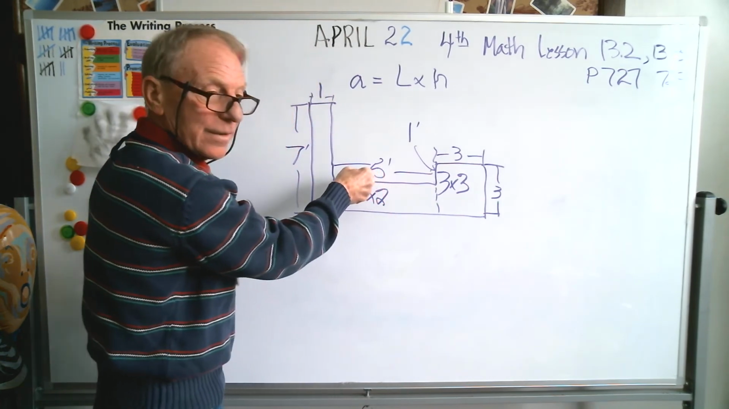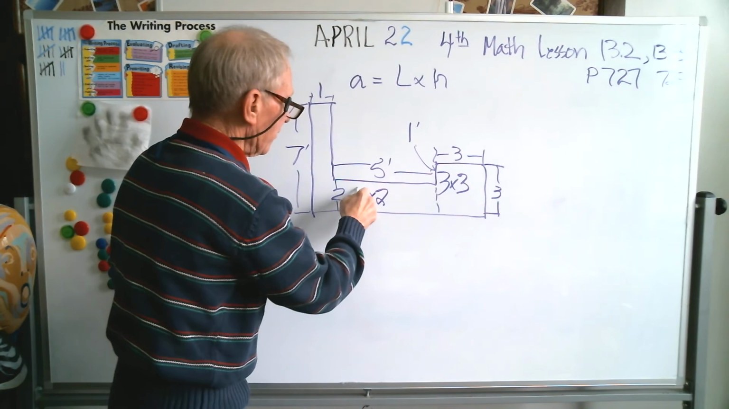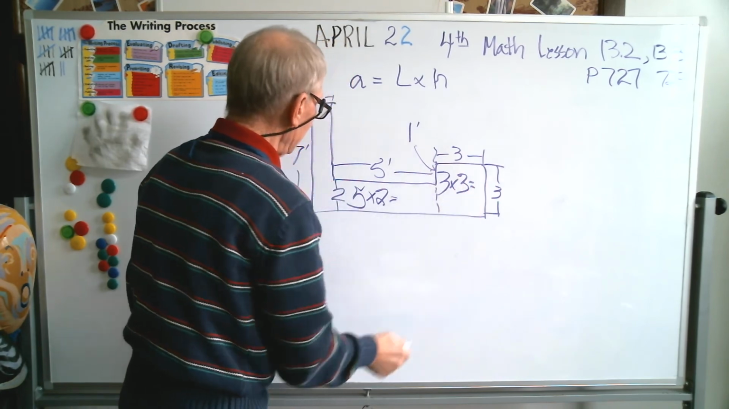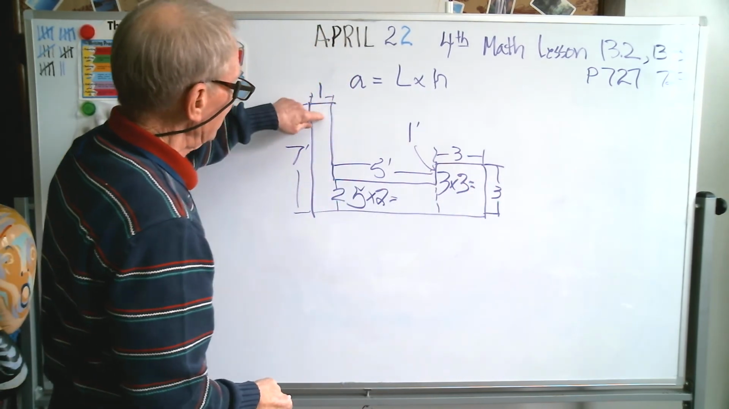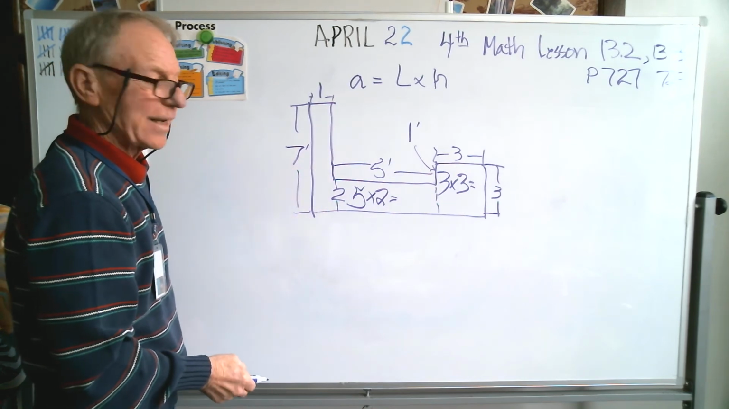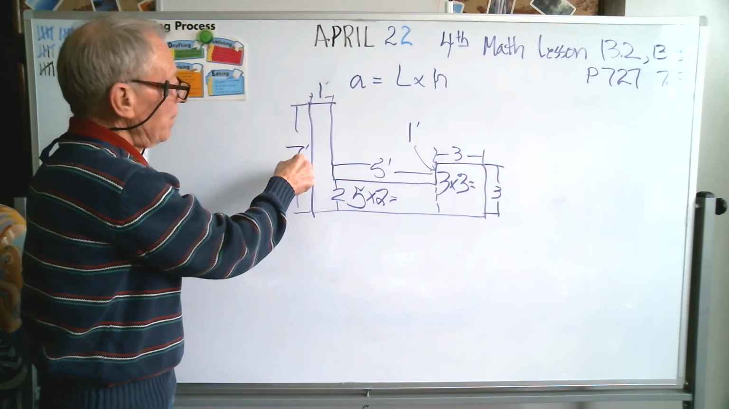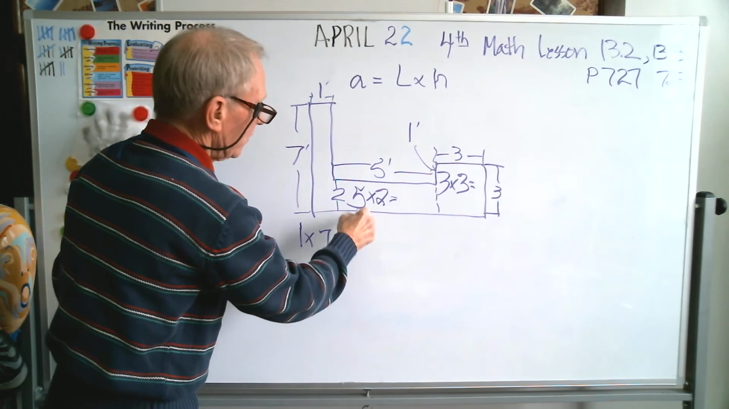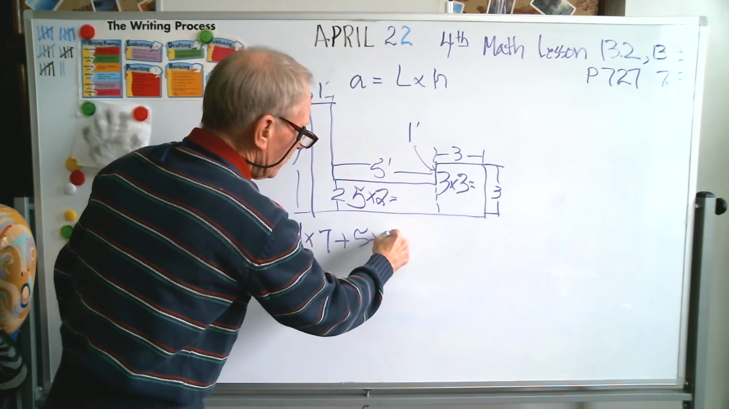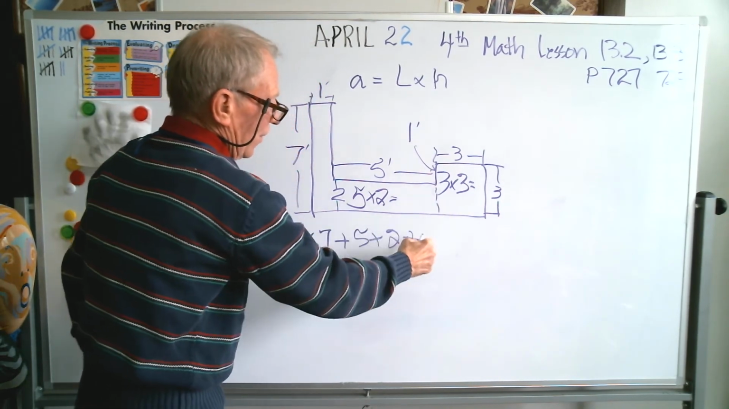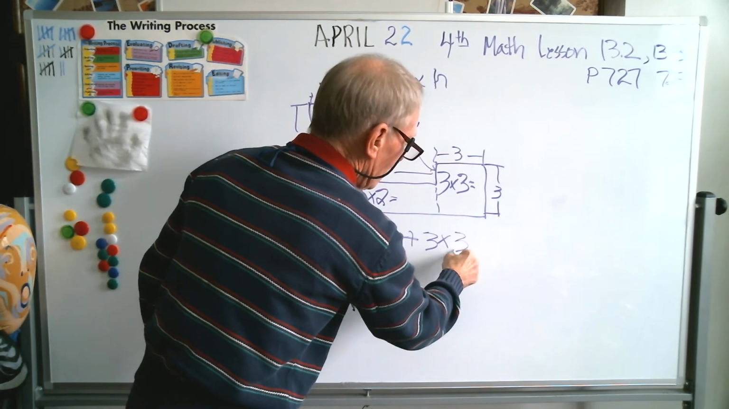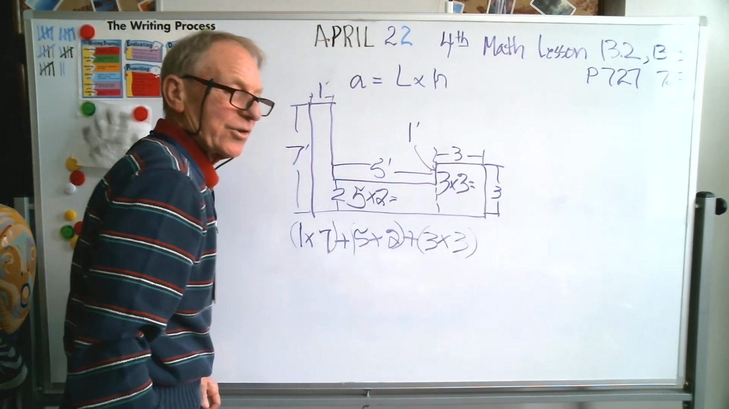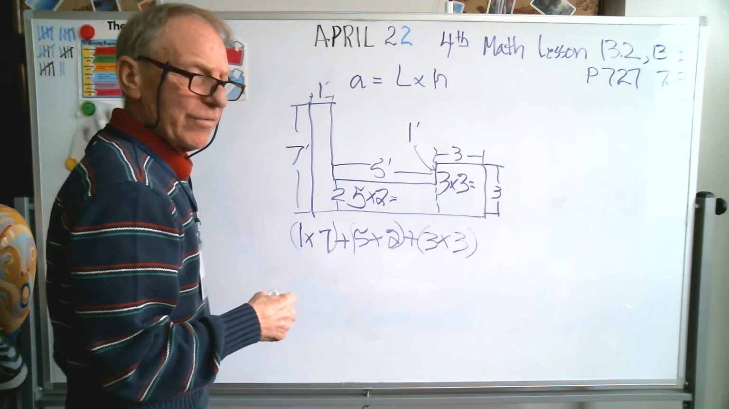And the 5 tells us what its length is. So this is going to be 5 times 2. You see, we're breaking it down into the parts. Now, the only thing we got left is this big skinny rectangle here that's 1 foot by 7 feet. So 1 times 7 plus 5 times 2 plus 3 times 3. And again, if you put parentheses around it, that means you've got to solve the multiplications before you add them together.